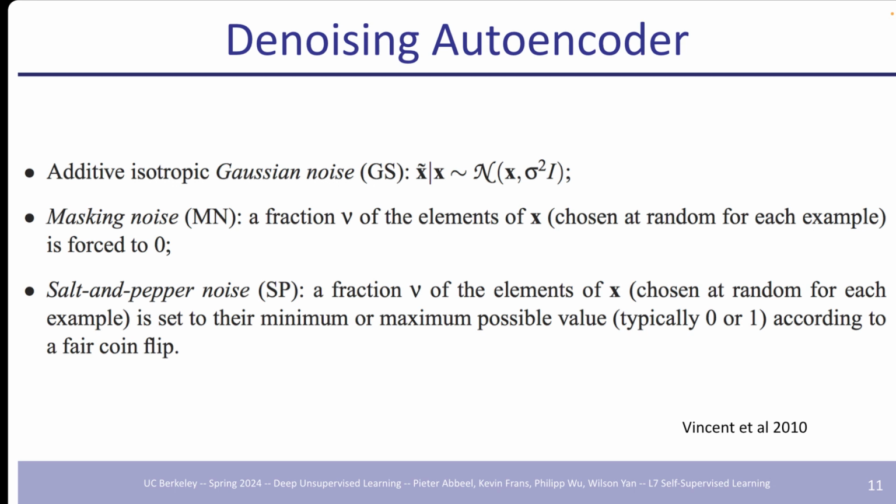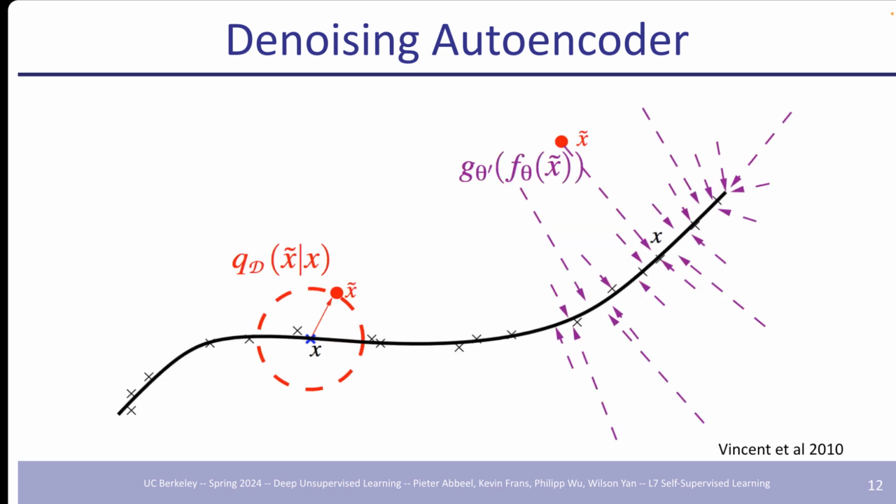So, what kind of noise? Could be Gaussian noise, could be masking noise, could be salt and pepper noise, which means saturate to the bottom or top level of activation. That's possible. So people tried all these kinds of things. Might remind you of many things happening today, but this is back in 2010.